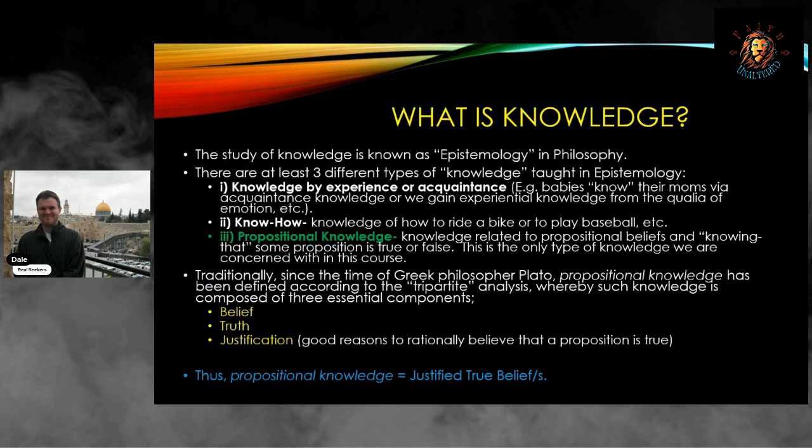The second form of knowledge is called know-how. This is knowledge of how to do something, how to ride a bike. And again, it's inherent. It's not using arguments and stuff like that. You just know how to ride a bike. Once you learn, you can't really forget, or how to play chess or checkers, or how to play baseball. So that's know-how. And both of the above two forms of knowledge are not the object of this course.